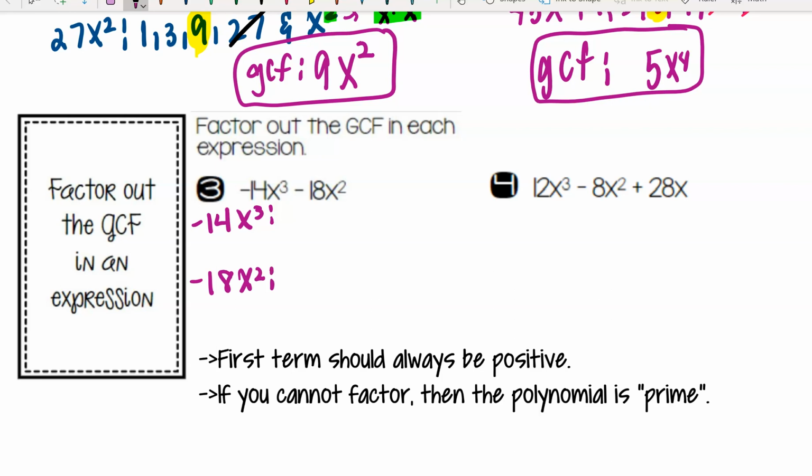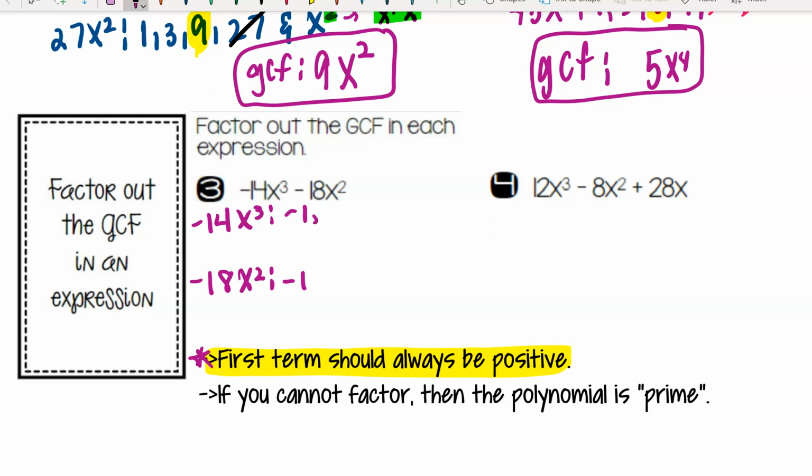So what's important is that if both of your terms, or all of your terms, are negative, you can already say that they share a -1, and that has to come out. You are always going to take that negative out because your first term should always be positive when you factor. All right, so we took out the -1. If they're negative, you need to make sure you take that out because, as I said, this first term should always be positive when you factor.